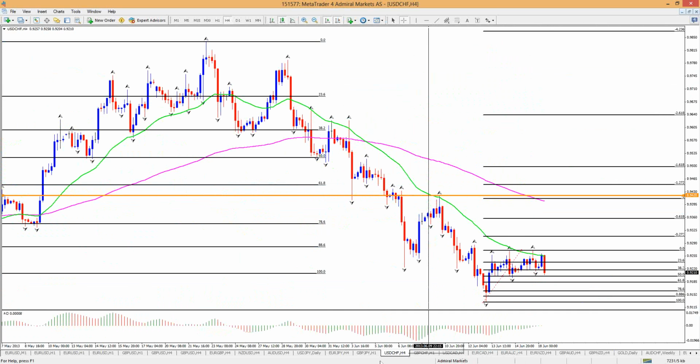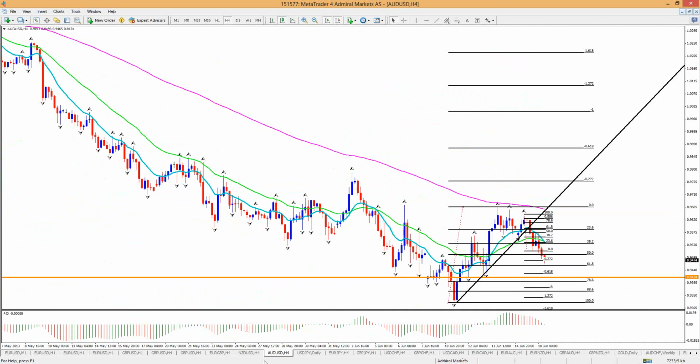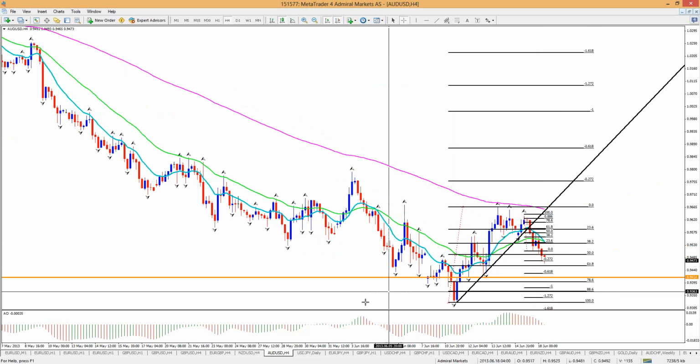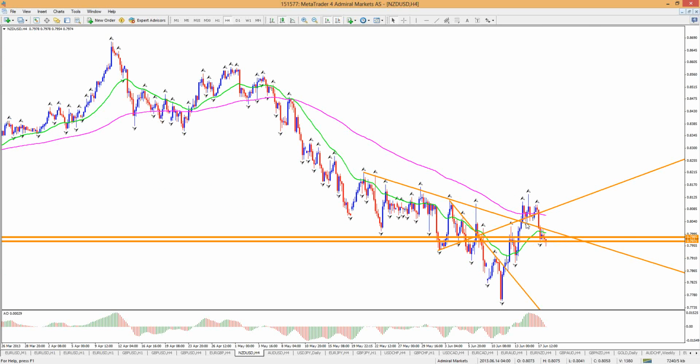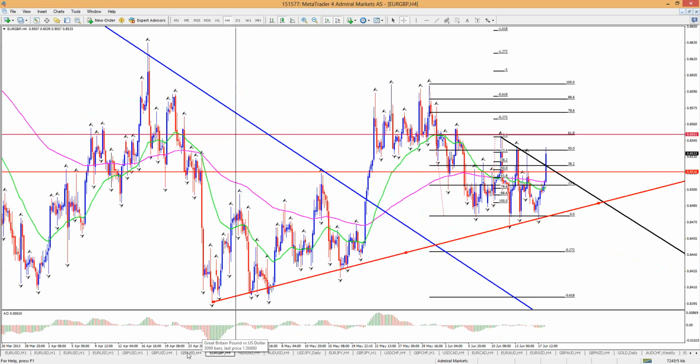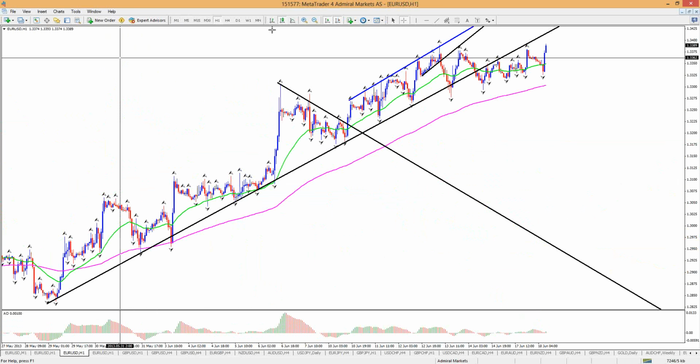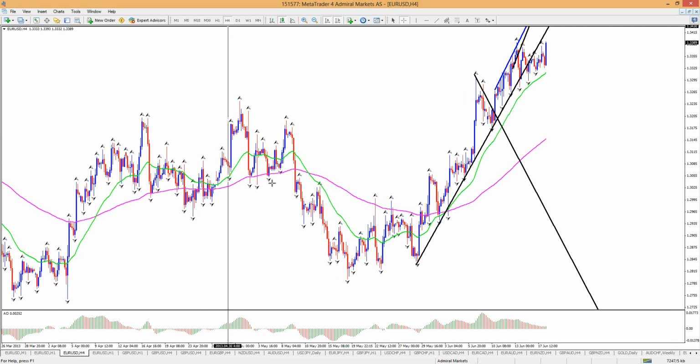Dollar Swiss is happening right now. Dollar already well on its way. Yeah, almost at target. New Zealand dollar as well, maybe already at target. I don't know, I didn't check. And we check the euro dollar, actually. No, euro dollar didn't qualify.